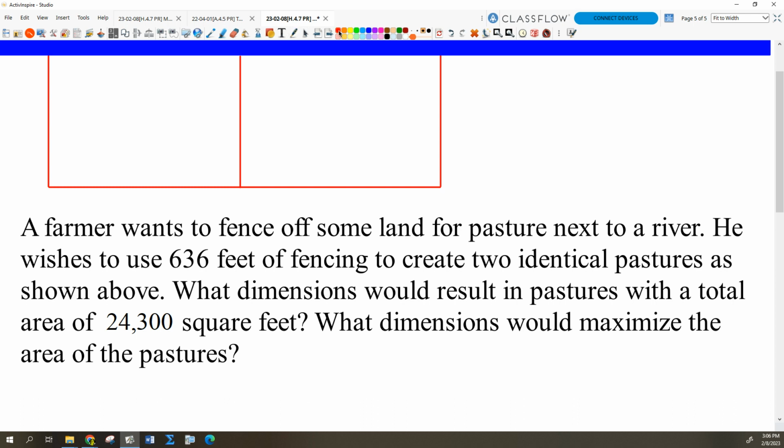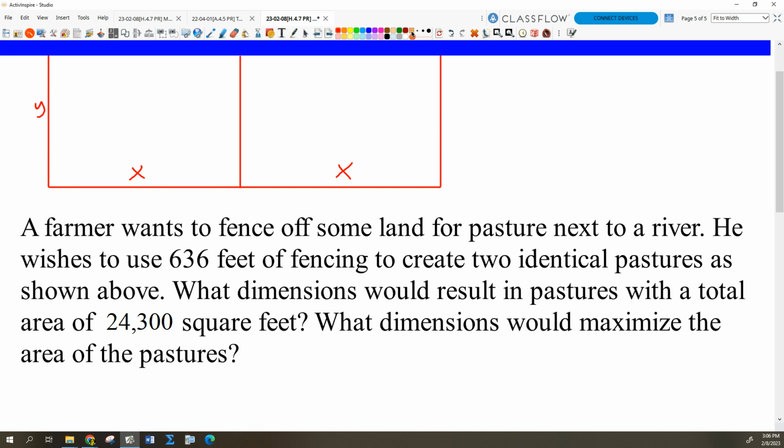Doesn't really matter. This is sort of nitpicky, but I'm going to change that to a y. This is what I always choose to do because it's vertical on the page. Y is like a vertical variable, right? And then the other variable that we might add here is x, because we need another dimension. So why don't we call that dimension x? I'm going to let x be the width of each pasture, but they're the same.